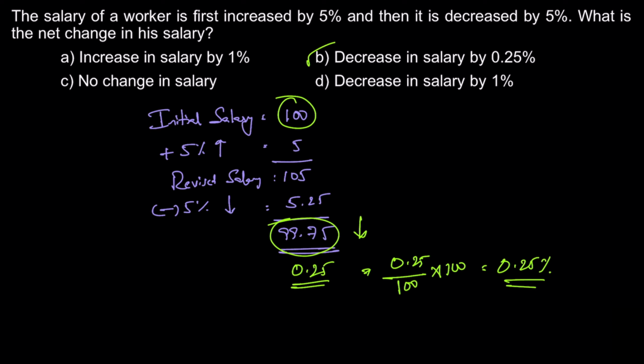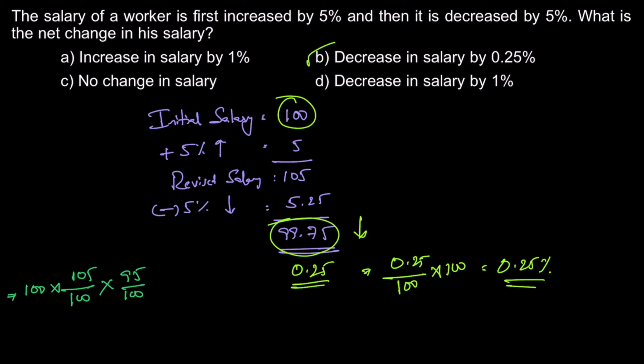What is the reason for decrease here? You have increased 5% on 100, but you have reduced on the basis of 105. So overall there is a reduction. Formula basis, if you want to solve, the initial salary, suppose it is 100. When there is an increase of 5%, you have to multiply it by 105 by 100. And then there is a reduction of 5%, multiplied by 95 by 100.